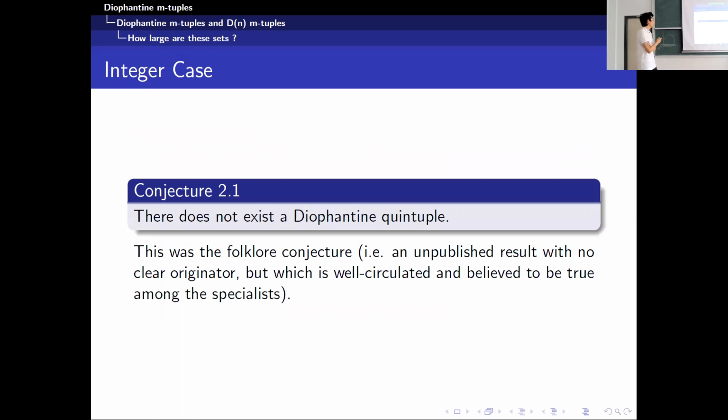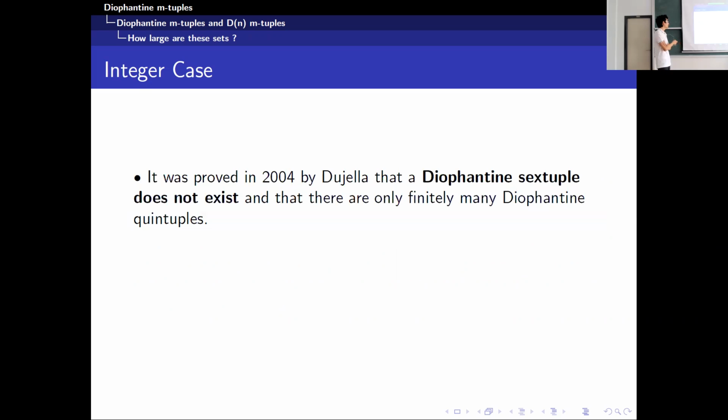There is also an old conjecture in the integer case named the folklore conjecture. This conjecture is not published, but most mathematicians believe it is true, and it states that there does not exist a Diophantine quintuple. After that conjecture, in 2004, Andrej Dujella proved that a Diophantine sextuple does not exist, and also proved that if a quintuple exists, there are only finitely many Diophantine quintuples.